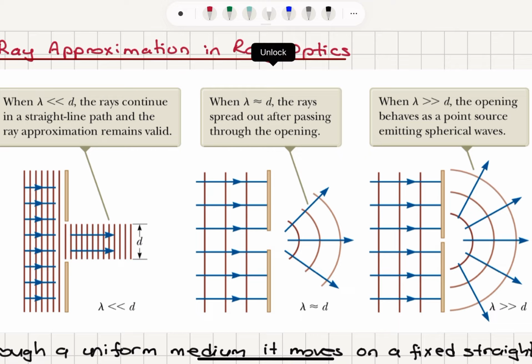Now, when the wavelength is comparable to the slit width, the rays spread out after passing through the opening. So we no longer have plane waves. Basically, we have these spherical wavefronts. So you can see that they are spreading out.